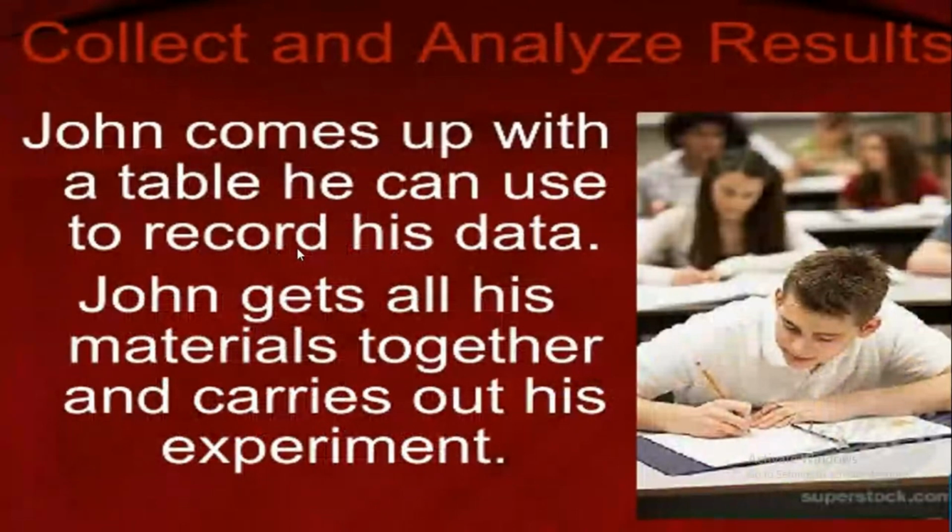So, collect and analyze data after careful observations and proper planning. Then he was able to analyze the results properly. John comes up with a table he can use to record his data. John gets all his materials together and carries out his experiment. As we discussed in the initial slides, the scientific method has 7 steps. This is the seventh point: collect and analyze the data, then interpret the results, and then communication of results is a must.